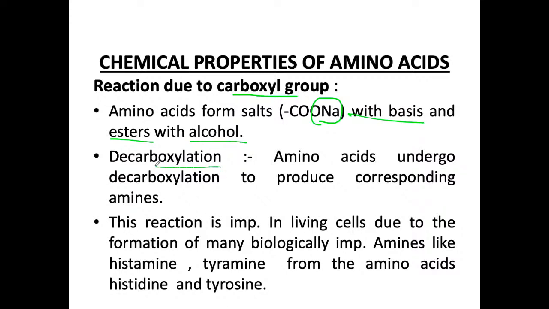And also decarboxylation could happen, that is removal of the COOH group, and amino acids undergo decarboxylation to produce the corresponding amines. This reaction is important in living cells due to the formation of many biologically important amines like histamine and tyramine from amino acids like histidine and tyrosine. They are very essential in the biological processes in our body, and the source of these essential amines are these amino acids, histidine and tyrosine.